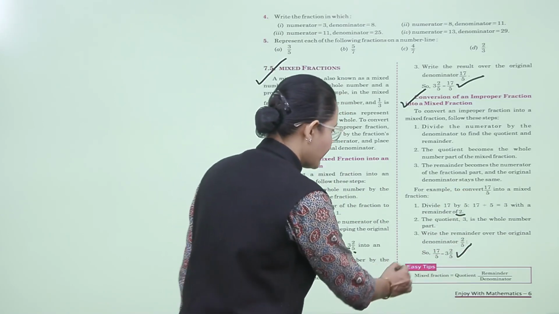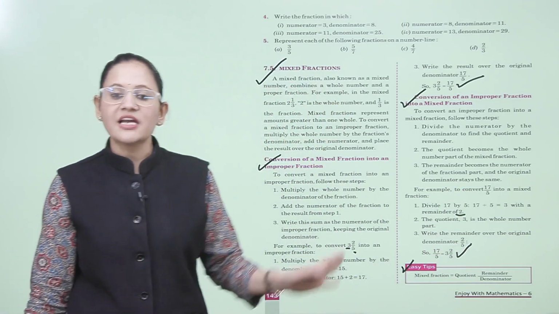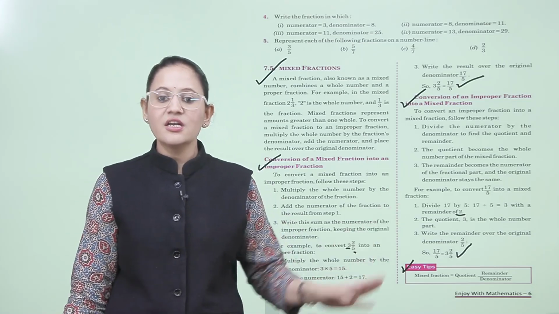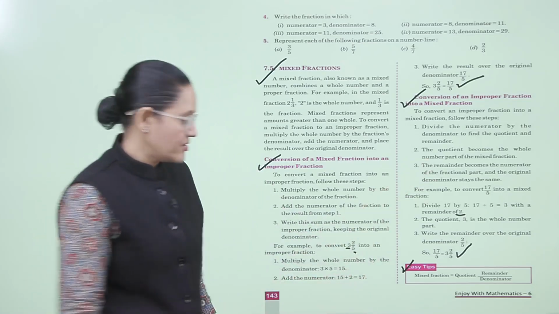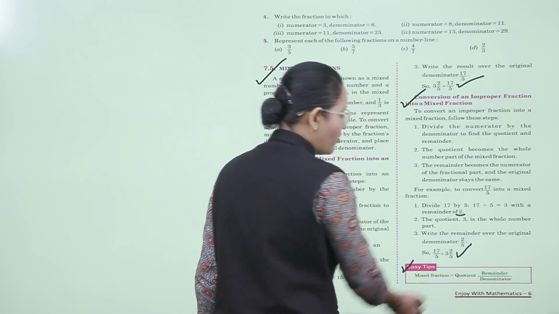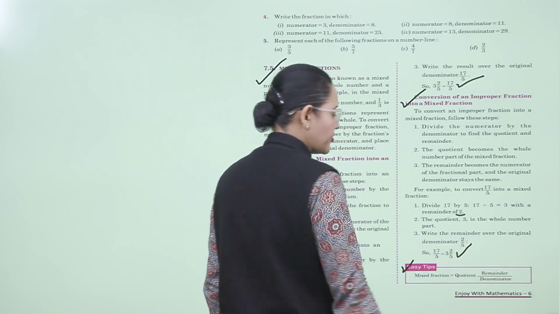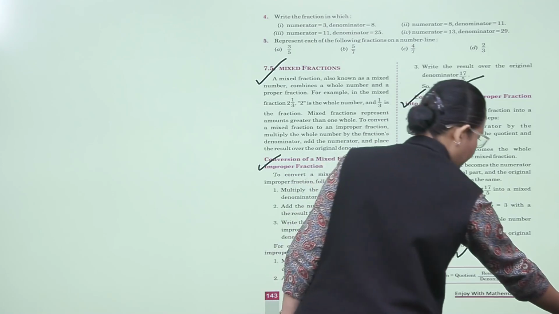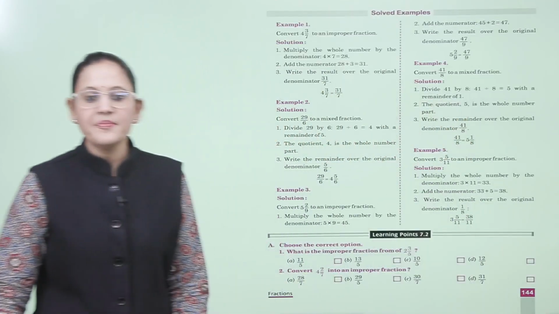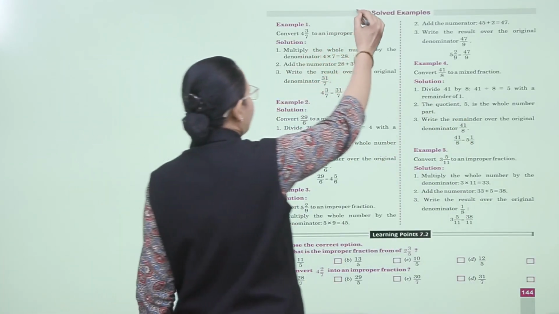Easy tip. Mixed fraction equals quotient remainder upon denominator. So the quotient will become the whole number part, the remainder will become our numerator, and the denominator will remain our denominator. Clear? Now we will see some solved examples.